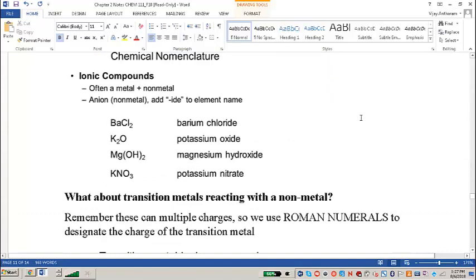All right, so naming ionic compounds. It's a metal with a non-metal. Notice the commonality here is IDE, I-D-E, at the end. So barium chloride, potassium oxide, magnesium hydroxide, OH minus. Okay, know your flashcards. Potassium nitrate. Here we don't have IDE, but we have ATE. Why is that? Okay, know your flashcards. NO3 minus is the nitrate polyatomic ion, so it's potassium nitrate.